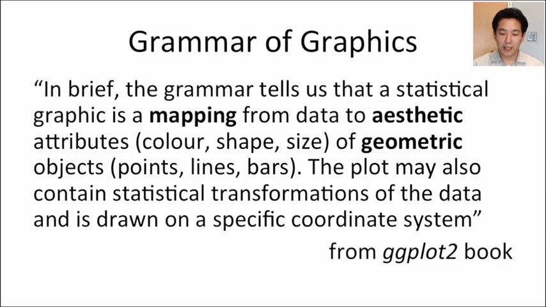So from the ggplot2 book, this sentence summarizes the basic idea: the grammar tells us that a statistical graphic is a mapping from data to aesthetic attributes, so color, shape, and size, of geometric objects, so points, lines, and bars. And the plot may also contain statistical transformations of the data and is drawn on a specific coordinate system.